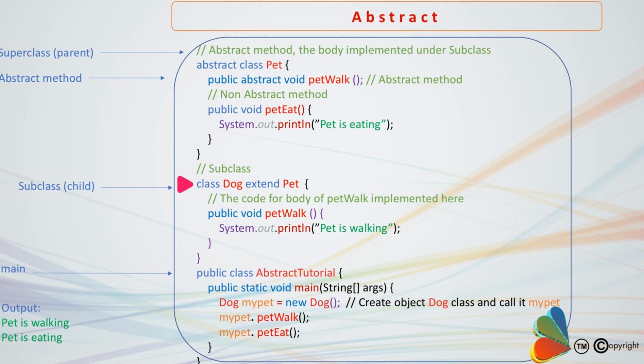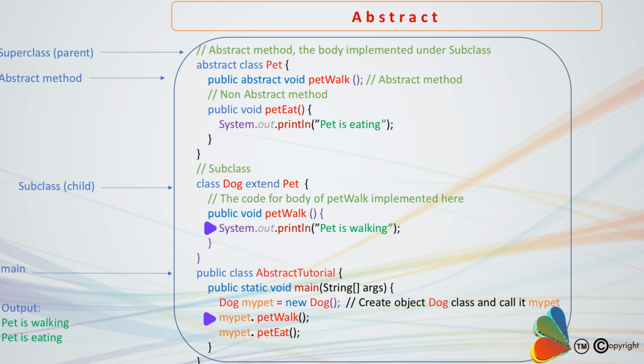The name of the subclass is Dog, and it inherits the fields and methods of the parent class, Pet class. The code for the body of petWalk will be implemented under the subclass or child class. Under class AbstractTutorial, there is the main method. Create an object of the Dog class and call it myPet. Call the petWalk method.